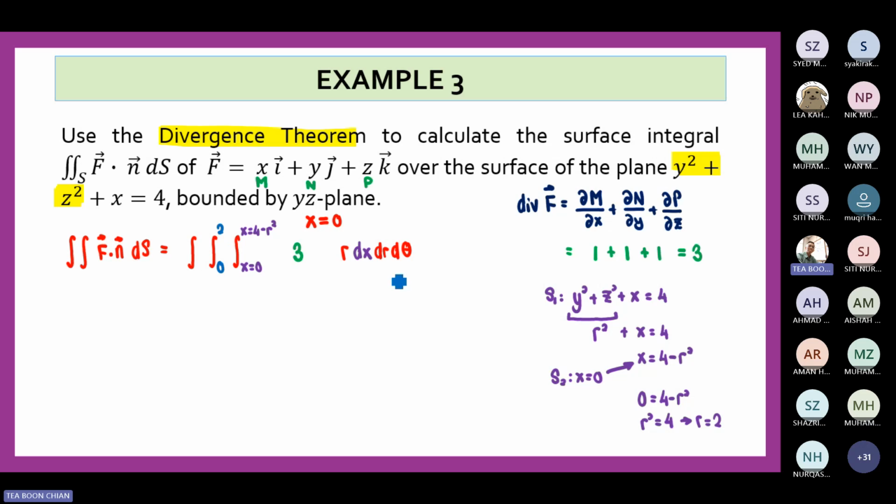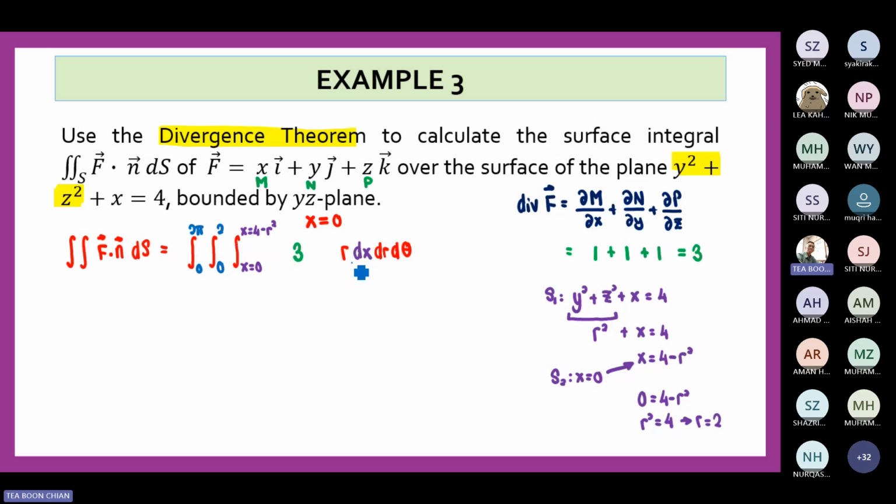Now again, with respect to theta, as I mentioned many times before in the lecture class, if the question never gives you any additional condition for the circle, then we assume this circle is having a full rotation from 0 to 2 pi. So this is the setup of the triple integral using divergence theorem in cylindrical coordinate system.